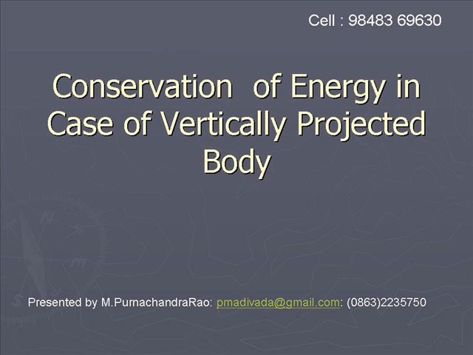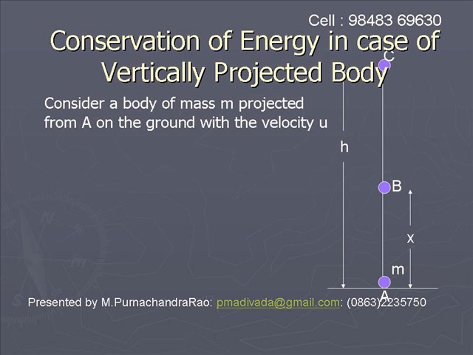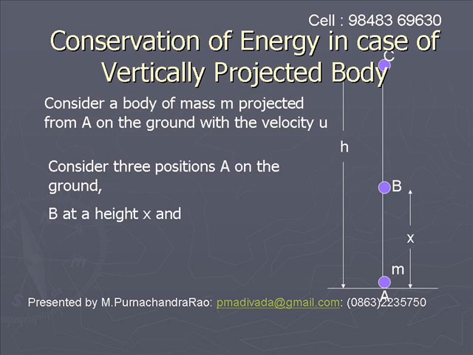Conservation of energy in the case of a vertically projected body. Let us suppose a body is thrown up with an initial velocity u in the vertically upward direction. And let us consider its mass to be m, and its positions are A near the ground, B at a height x, and C at the maximum height small h. A, B, C are the three positions. A is just on the ground, B is at a height x, C is at the maximum height.